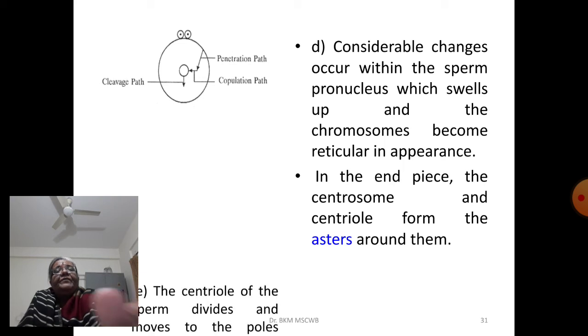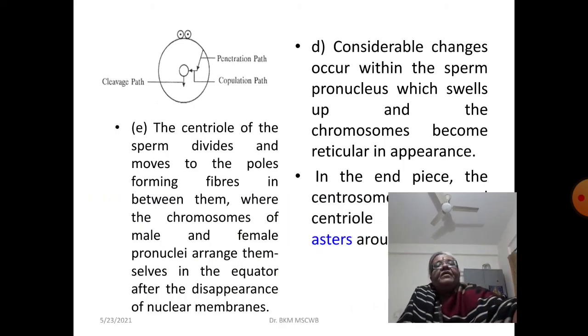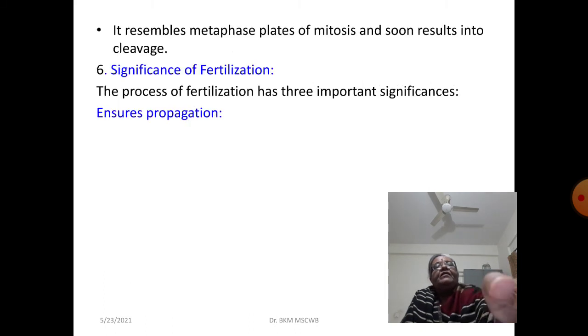Then, the centriole of the sperm divides and moves to the poles, forming the fibers in between them, where the chromosomes of male and female pronuclei arrange themselves in the equator. After the disappearance of the nuclear membrane, by now the nuclear membranes in both would have disappeared, it resembles the metaphase plate of mitosis and soon results in cleavage. So this is what exactly happens during amphimixis, or the fusion of male and female pronuclei.